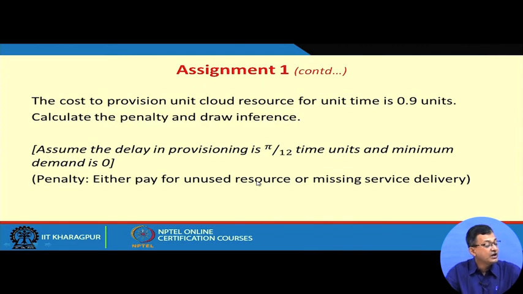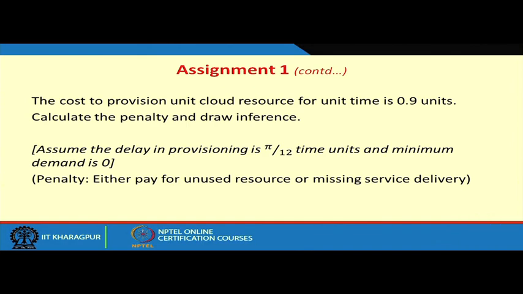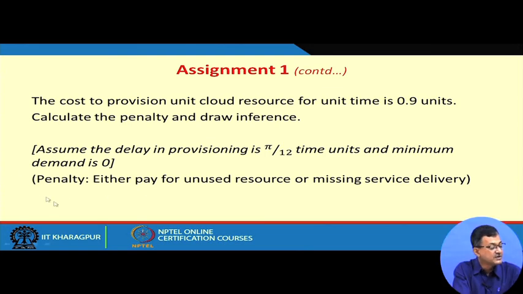The cost to provision a unit cloud resource per unit time is 0.9 units. We want to calculate the penalty, if any, and draw inferences about why this type of penalty occurs. We are assuming some factors, like the delay in provisioning and the penalty, which may be either paying for unused resources or missing service delivery. I encourage you to look at this problem. We will discuss it in one of the subsequent classes.